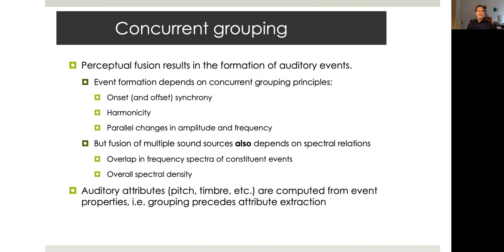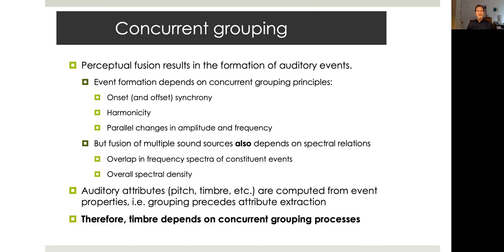So here the basic idea is that auditory attributes such as pitch, timbre, and so on are computed from event properties, according to Bregman's notion that grouping precedes attribute extraction. So the important point here is that timbre depends on concurrent grouping processes. One can create timbres by creating situations where things get grouped together.